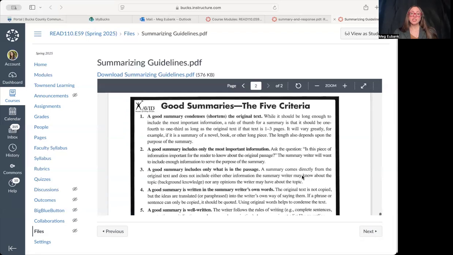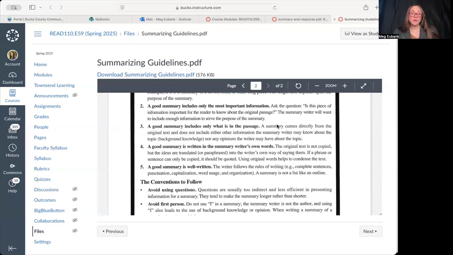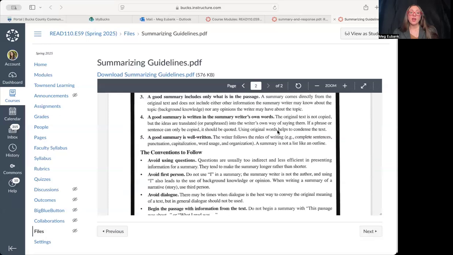Now, a good summary is short. It's only the most important information. It's only what's in the passage. You are summarizing the writer's own words, but you're using your words. So you're seeing what they wrote, and then you're telling it in your own voice. Make sure it's well written.